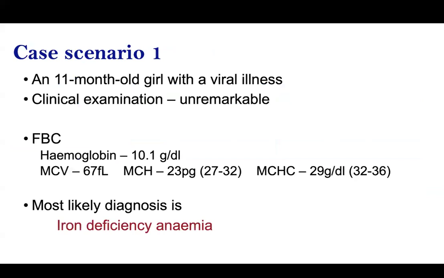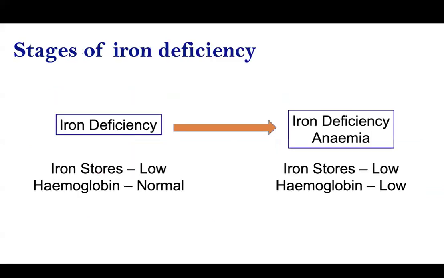However, the most likely diagnosis is iron deficiency anemia. But before embarking on treatment, we need to make sure that this is iron deficiency and confirm the diagnosis, which we will discuss. So this child is most likely to have iron deficiency anemia. However, there is a possibility of thalassemia trait as well.